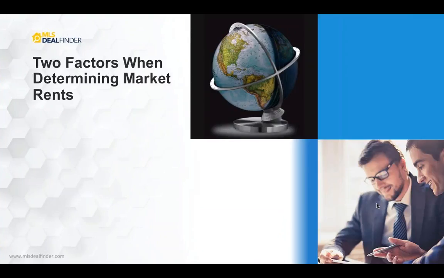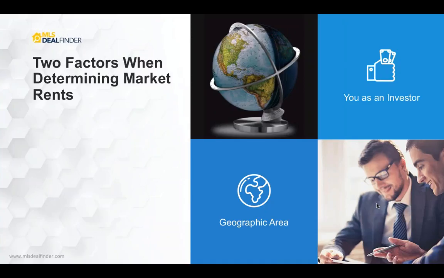Okay, so let's look at the macroeconomics level, just a little bit outside of the rental index here. There are two factors when you're looking at the rental market and determining the market rents. One is you as an investor, and your cost of borrowing the money. If you have really good credit, your cost of borrowing money is lower. Your interest rate can be lower.